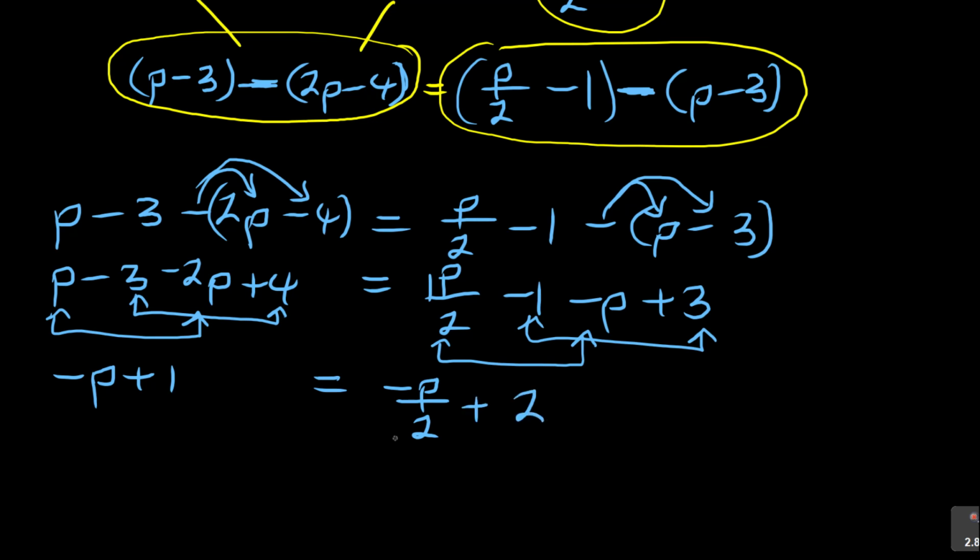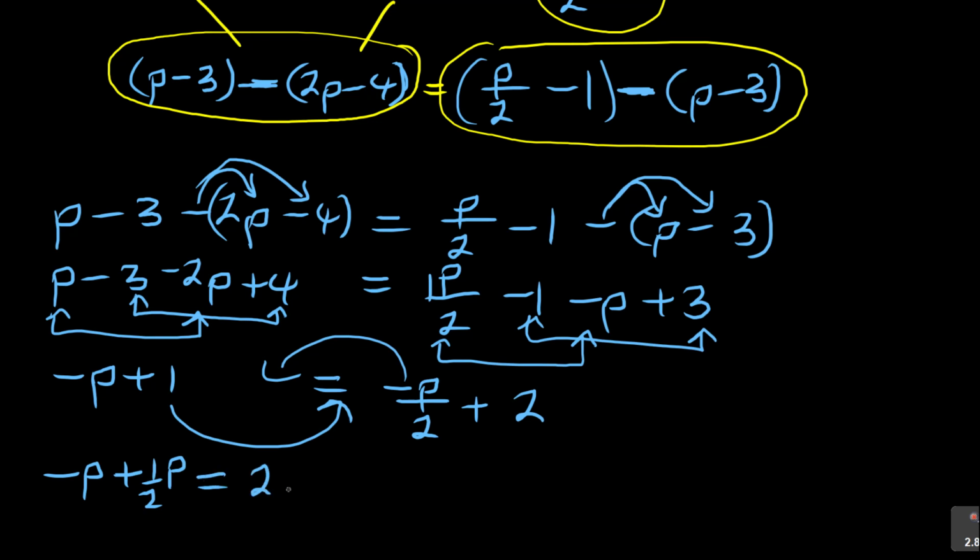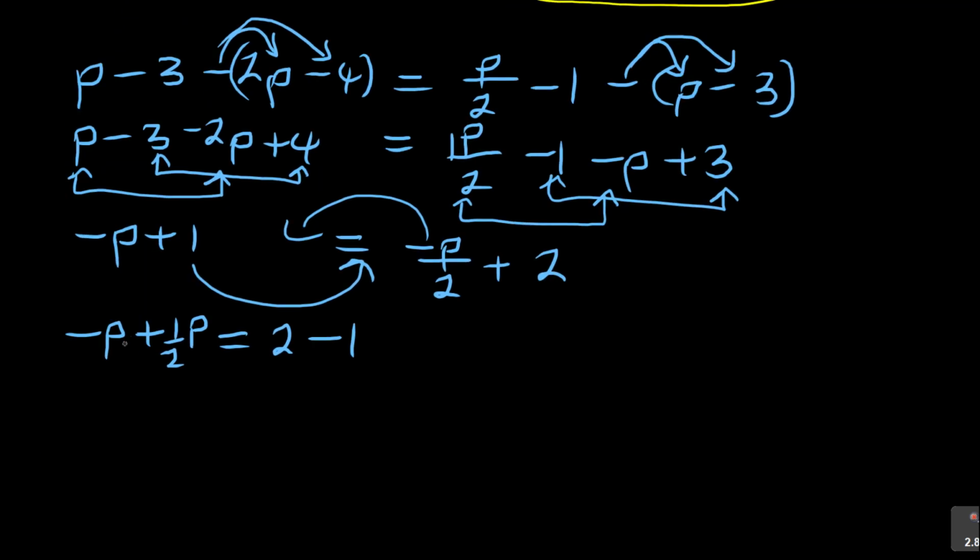Collect like terms, p on the left and then the number on the right. Take p to the other side and this number goes to the other side. So it's minus p plus p, it's half p, which is p over 2, is equal to 2 minus 1. Positive 1 becomes negative 1. So minus 1 plus half is minus half p is equal to 2 minus 1, which is 1. So now what you need to do here is divide by negative half.